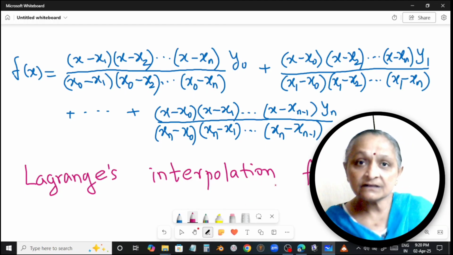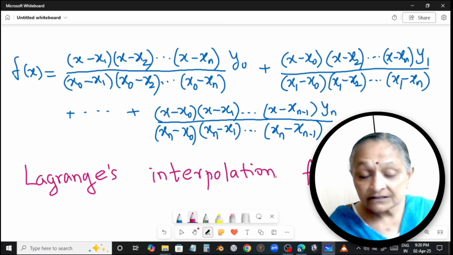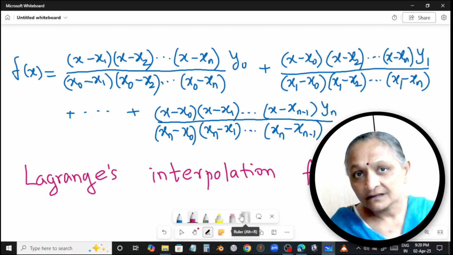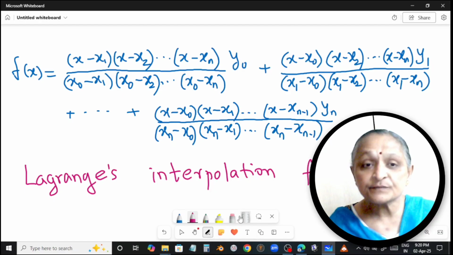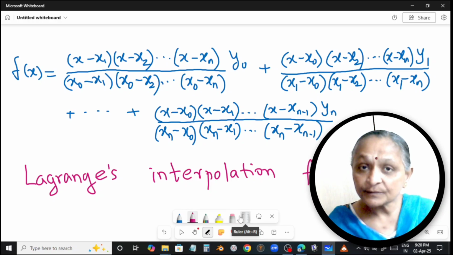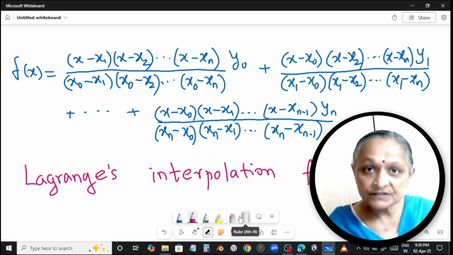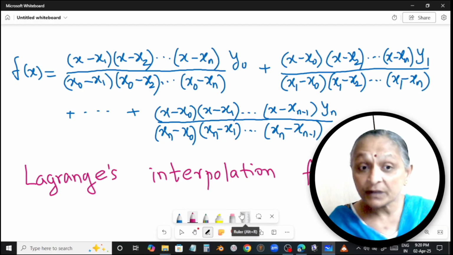So what is the difference of other methods with Lagrange's? Lagrange doesn't care about the difference between the terms. It is not necessary that the arguments x naught, x1, x2 up to xn are equally spaced. They may have any difference. So it doesn't make any difference here.